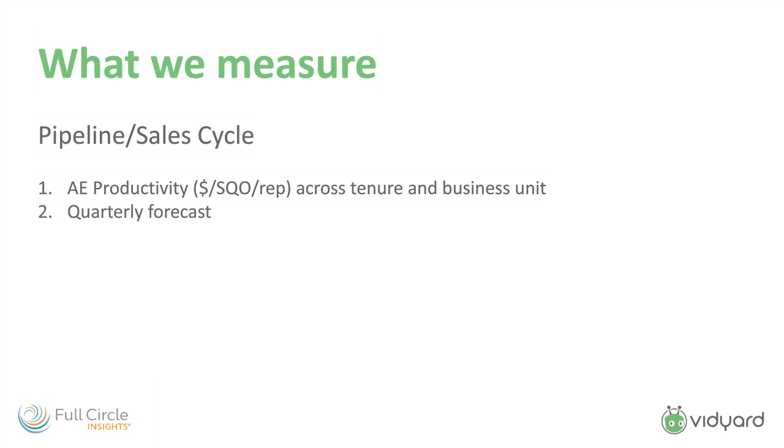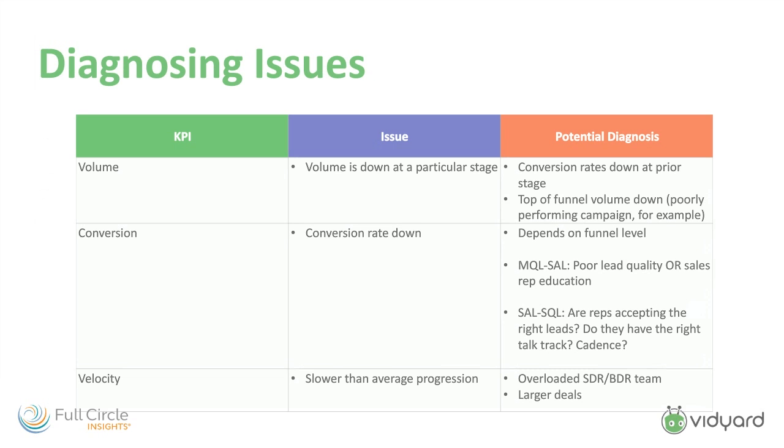So switching gears a little bit, I want to talk about how we diagnose issues, and I probably won't go through this entire table, but I'll give you an example. And again, we're using that basic volume conversion velocity framework that Fang mentioned earlier. So let's take volume, for example. Let's say at a particular stage, let's use SAL to SQL as an example, volume is down. That could mean many, many things.